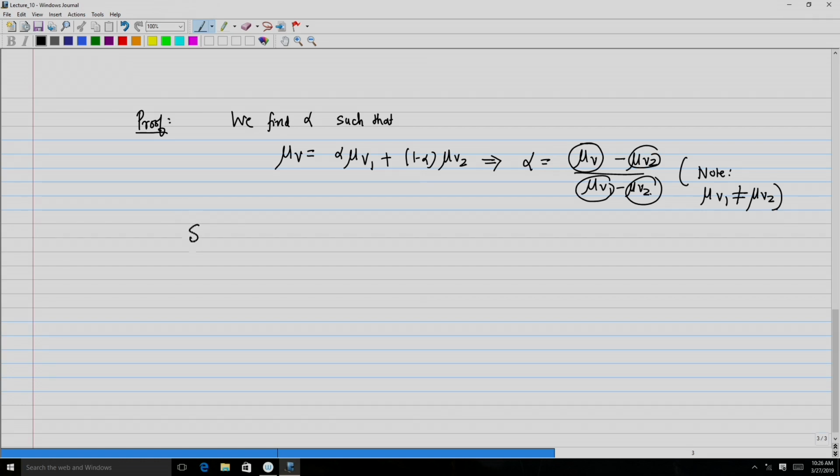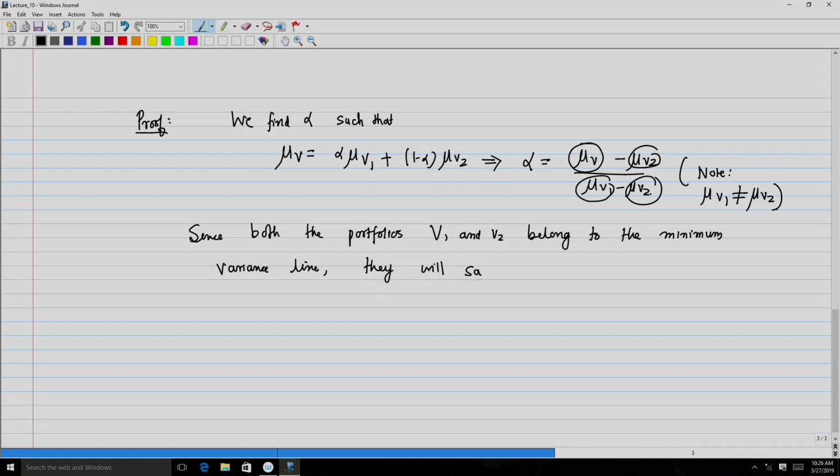So, accordingly, since both the portfolios, remember we chose the portfolios from the minimum variance line, since both the portfolios V1 and V2 belong to the minimum variance line, they will satisfy that W1 is going to be equal to mu V1 into a known vector A, that is applicable across all portfolios, plus B, and likewise W2 is going to be mu V2 into vector A plus B.